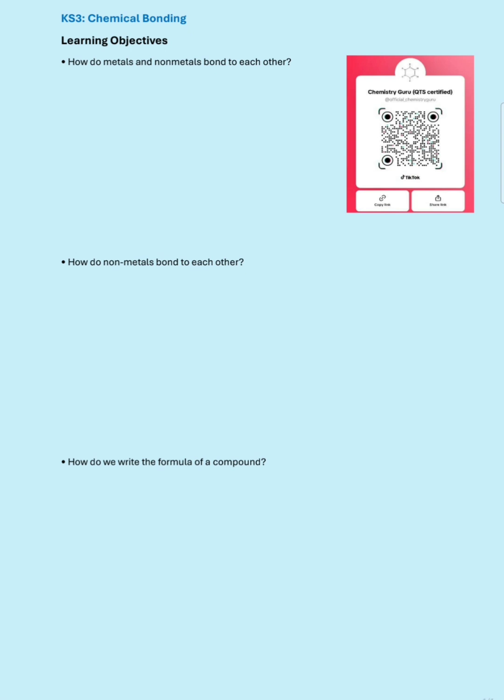This is Chemistry Guru. So today we'll be talking about chemical bonding, and we're looking at three learning objectives, which I'm going to work through with you. The first one is: how do metals and non-metals bond to each other?